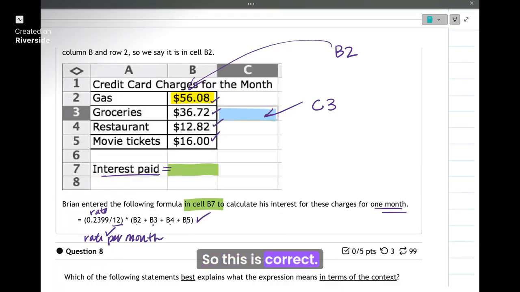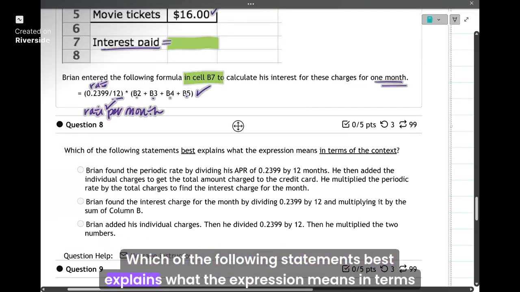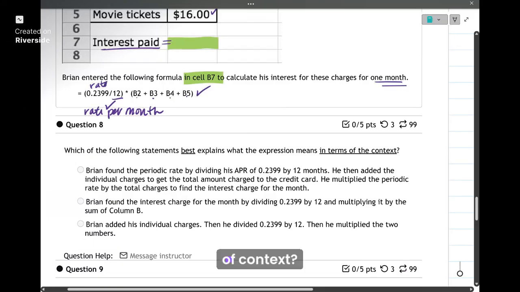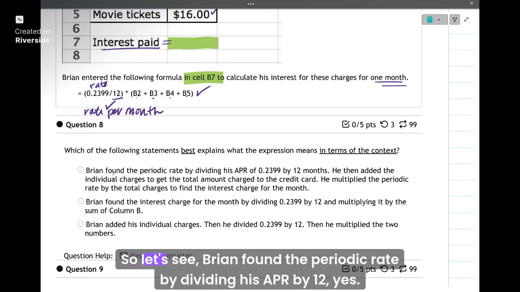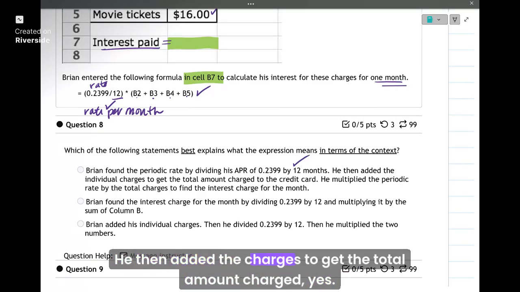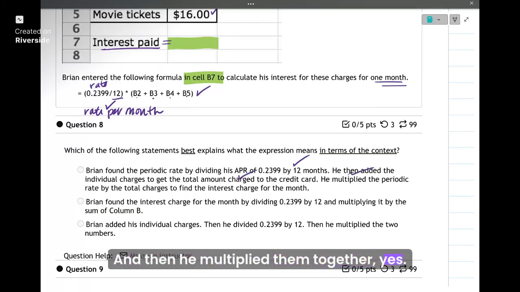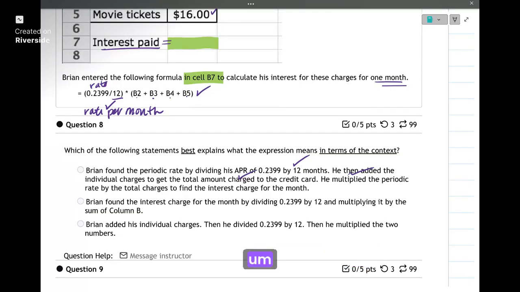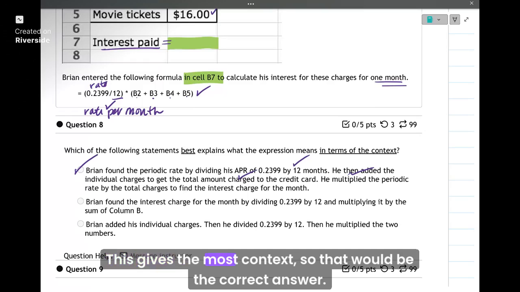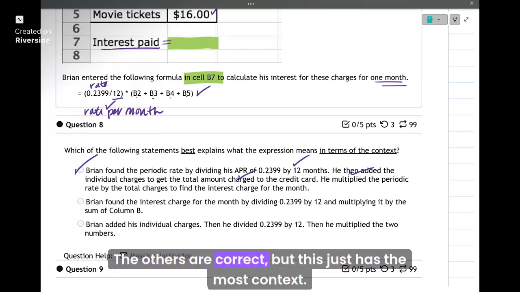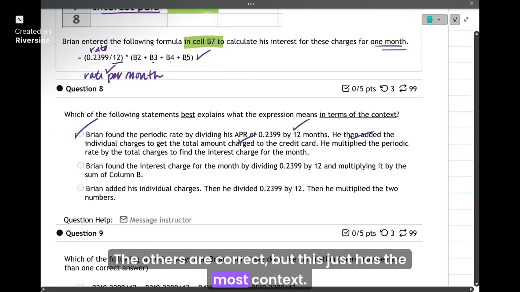So this is correct. Which of the following statements best explains what the expression means in terms of context? So let's see. Brian found the periodic rate by dividing his APR by 12. Yes. He then added the charges to get the total amount charged. Yes. And then he multiplied them together. Yes. This is already the correct answer. This gives the most context, so that would be the correct answer. The others are correct, but this just has the most context.